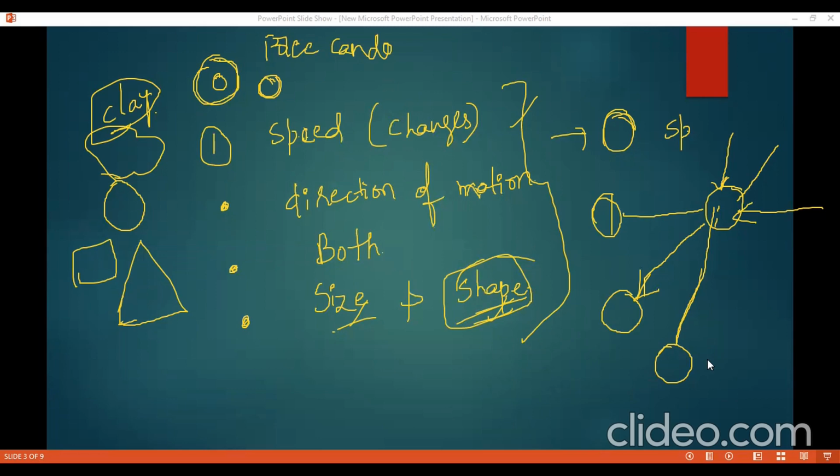What are the fundamental forces? The fundamental forces are those which are basic. Fundamental means basics, right? Basic thing. So what are those fundamental forces?